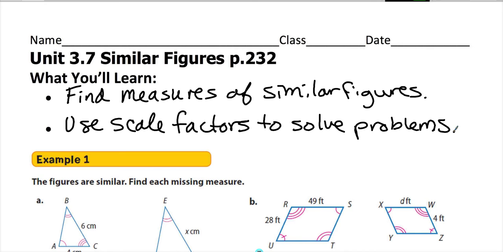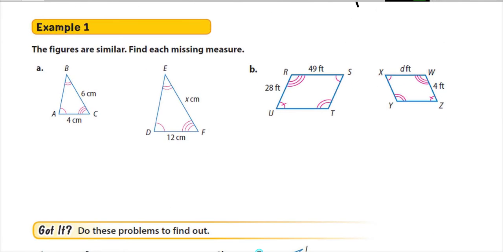All right, let's take a look. It says the figures are similar. Find each missing measure. Okay, so let's talk about what the word similar even means. When we're talking about shapes, a similar figure means that they have the same shape, but not necessarily the same size. They could have the same exact size, but they don't have to. If they did have the same size, then it'd also be congruent, right? But these don't have to. They just have to have the same shape.